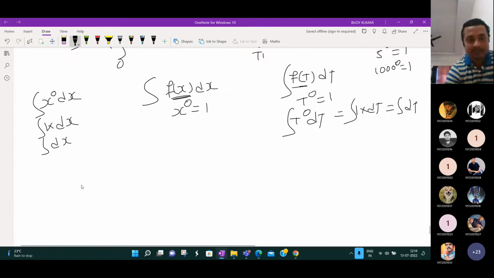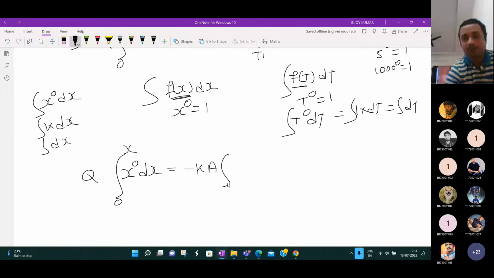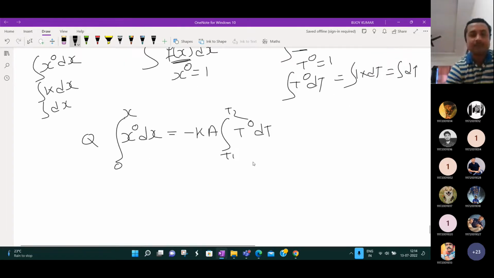So let me write once again. What we reach is Q into x to the power 0 dx. To solve, we put this x to the power 0. It will not change the equation because x to the power 0 is 1, and multiplying by 1 is not an issue. It will not bring any change to the equations. So this is our derivation now.